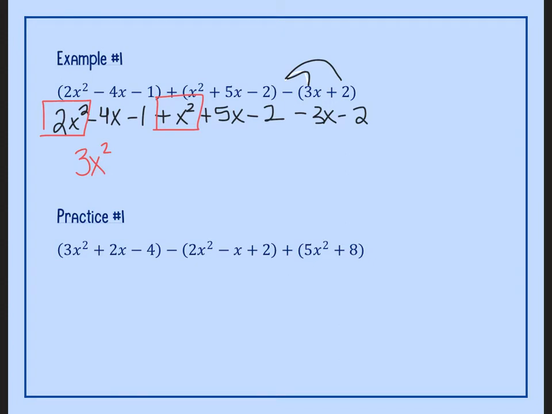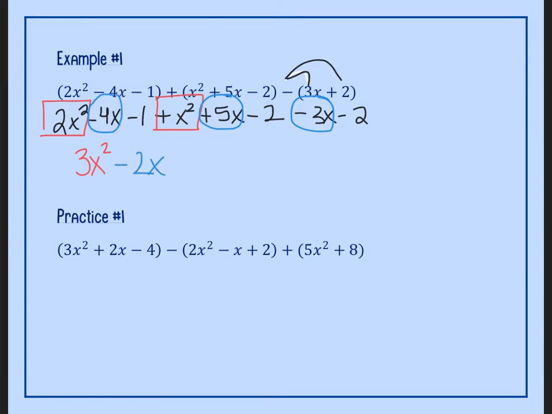Next, we can do x's. We have a negative 4x plus 5x minus 3x. Again, when you're adding and subtracting polynomials, the only thing that changes is your coefficient. So negative 4 plus 5 minus 3. That is a negative 2x.